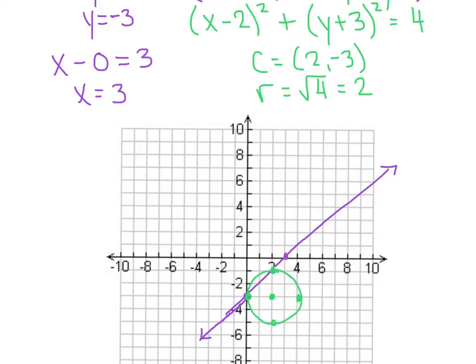If I wanted to identify them, the first intersection point is at 0, -3, and the second one is at 2, -1. And by golly, it's really easy to check those by just substituting them into the original two functions.